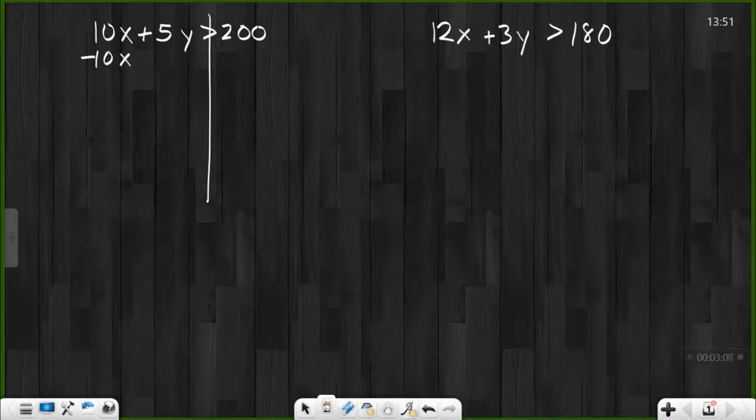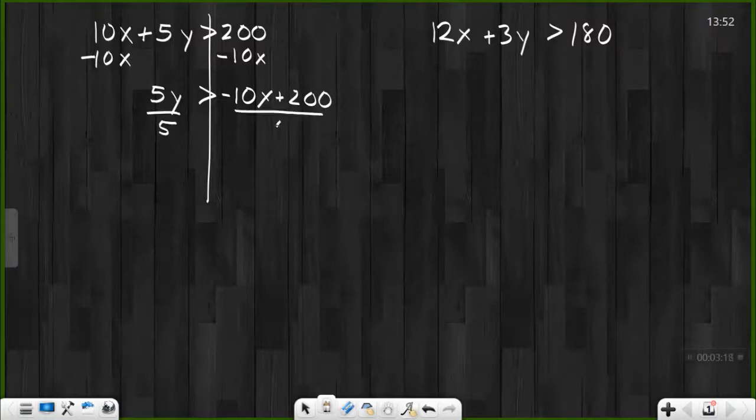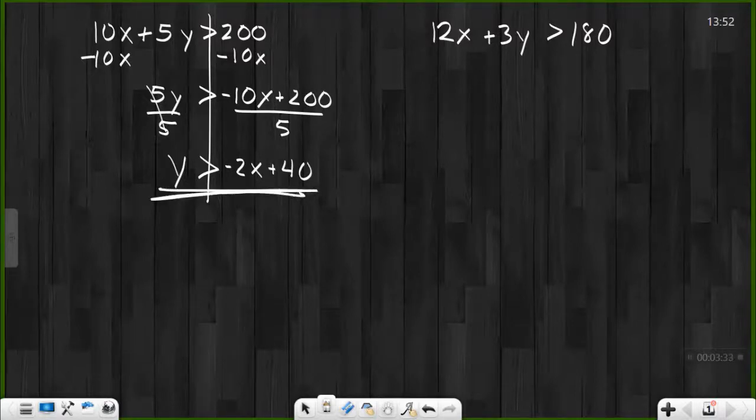I'm going to subtract 10X from each side, giving me 5Y is greater than negative 10X plus 200. Notice I put the X term first, so it's in slope-intercept form. I'm going to divide by 5 on each side. I am not dividing by a negative, so my sign does not flip, but negative 10 divided by 5 is negative 2X, and 200 divided by 5 is 40. Almost said the answer straight out there. So this is my inequality that you could plug into your graphing calculator.